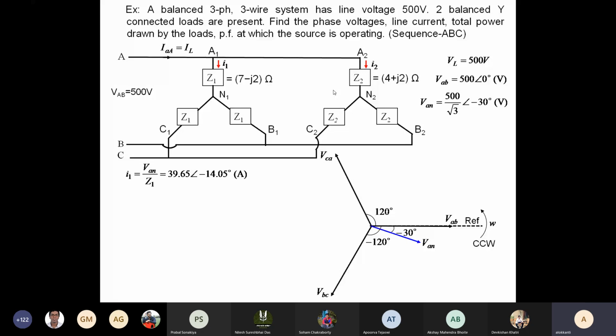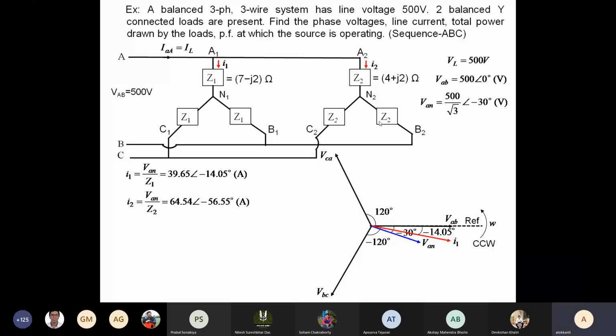It will lead the voltage. So it will be more towards the positive side. The voltage VAN was minus 30, and this ultimately results in minus 14 degree. Similarly I2, we can find out as VAN by Z2. Now Z2 is 4 plus J2, so that will result in a current that is lagging the phase voltage. So this becomes 64.54 at minus 56 degree, and this is somewhere here.